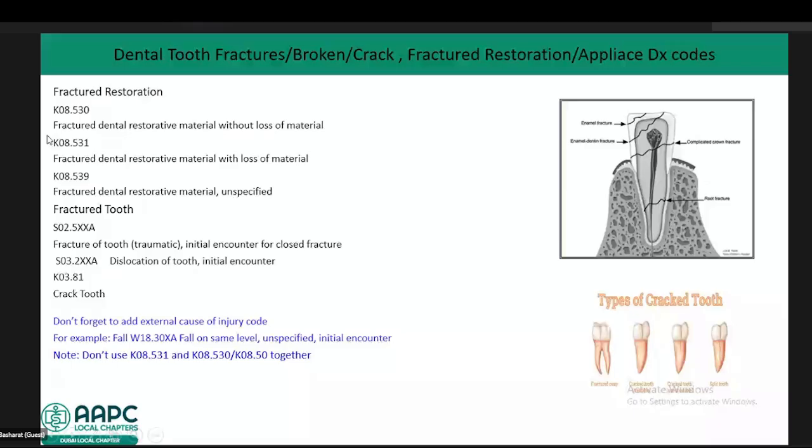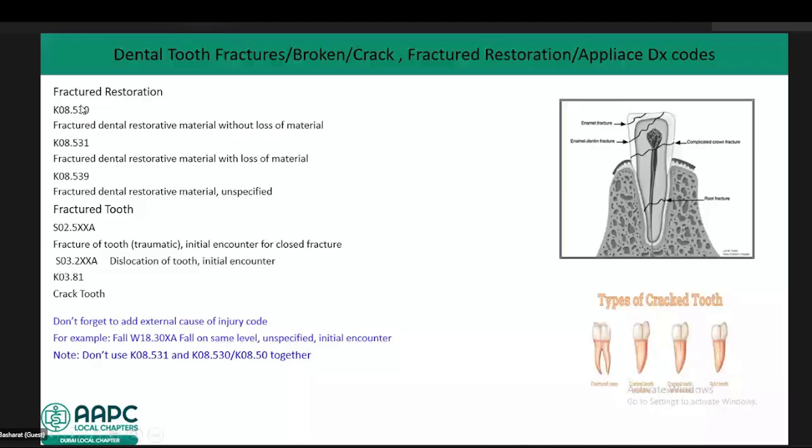How you can use these codes: for example, the patient is coming with a broken crown. If he lost that crown, then you can use this one. The doctor will document that the patient lost his crown, and the code you assign is fracture restoration with loss of material. And if the patient is coming with just a broken filling that is still there, then you can assign this code, 530.